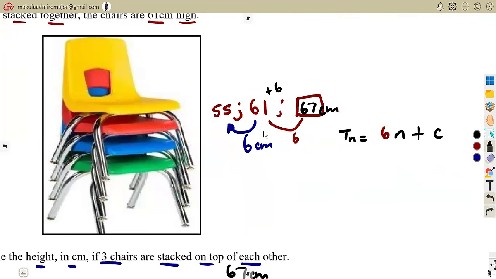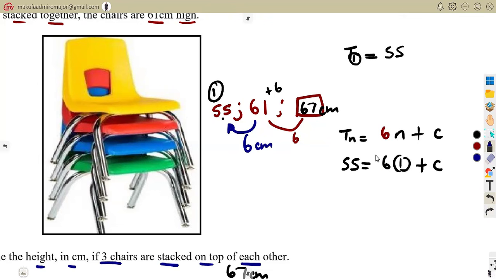So to find the c, we can simply substitute the first one. This is the first term. So T1, the first term, is equal to 55. So the first term that is corresponding to Tn, we can say 55 is equal to 6 times n, where n is the first one. We are talking about 1 there. So we can find the value of c. So this is going to give us what?